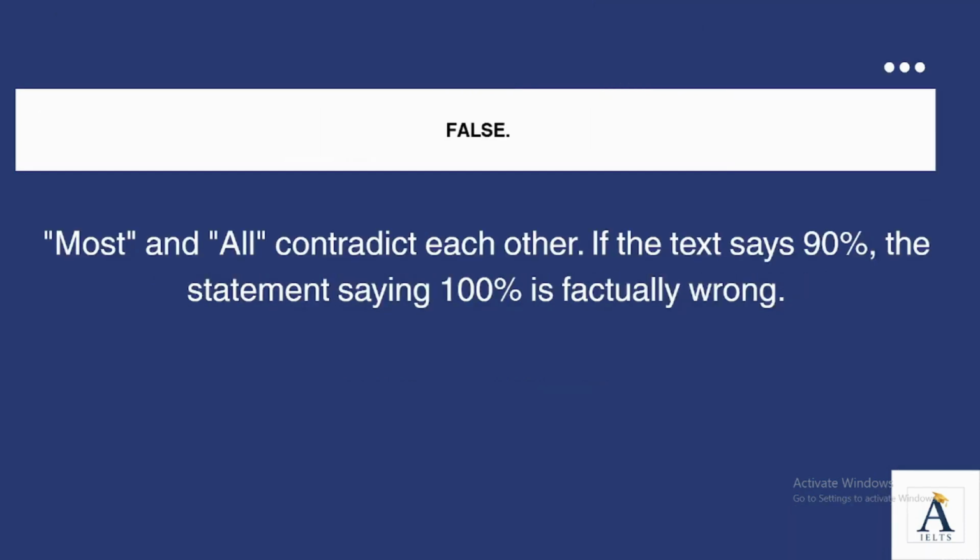Okay, so the answer is false. Why? Because most, maybe 90%, and all means 100%. So that contradicts each other. If the text says 10 people were in the room and the question says 100 people were there, it is factually wrong. Watch out for words like all, always, or only. They are usually traps.